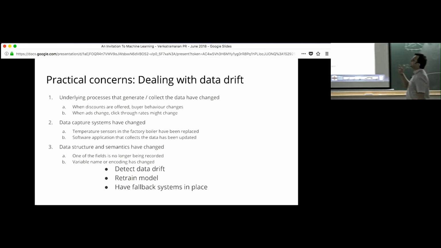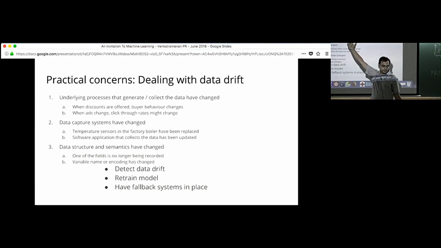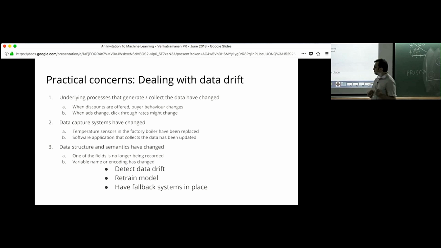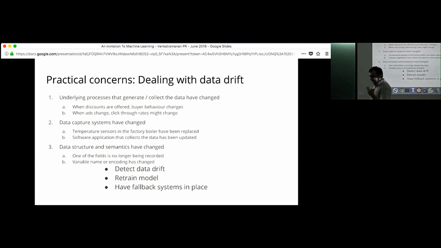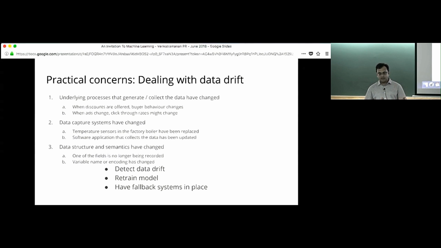There are several reasons why that can happen, right? The fundamental underlying process, which is the people that generate the data, has changed. Data capture systems have changed, right? Or the structure in which the data is being captured has changed because some application has changed somewhere, right? Because this data is typically captured via various systems. There are 3 things to do there: detect the data drift, or change in the data sets, the fact that your model is no longer relevant. It can be done by observing the data itself or looking for degradation of model performance over time, right? Retrain the model using new data.